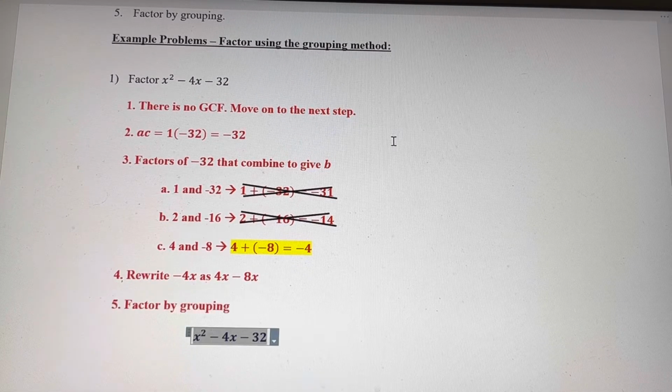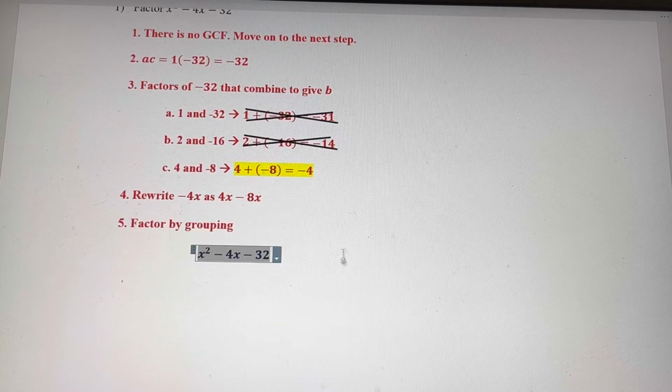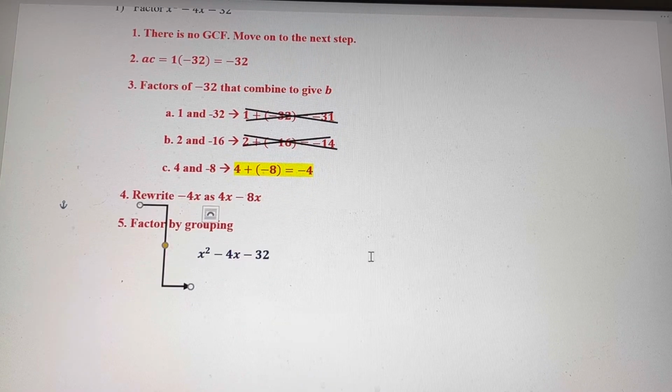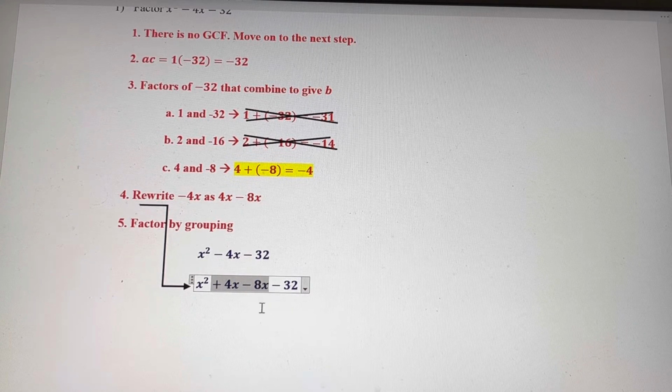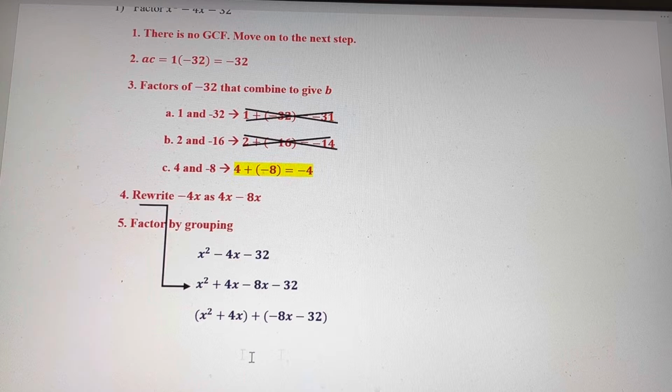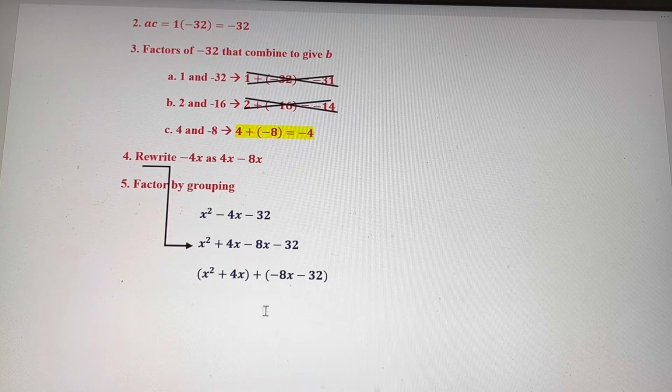So now I want to factor by grouping. Let's rewrite that negative 4x. I'm changing negative 4x to this. Notice they're equivalent still. Nothing's changed. We haven't altered the essence of this expression, but I've now got it in a form where I can factor using grouping. So let's group those first two terms together in parentheses. Remember, I always want to put a plus sign here because I want to keep these negative signs with the 8x and with the 32. In this set of parentheses, they've got a GCF of x.